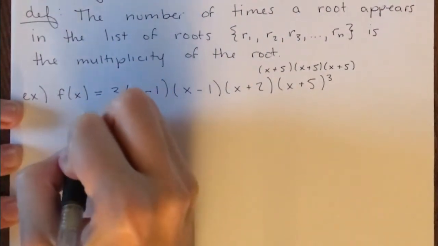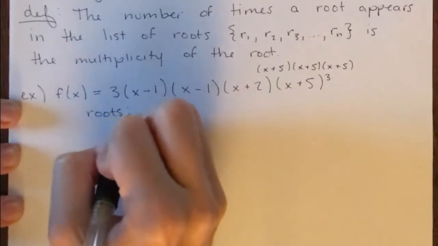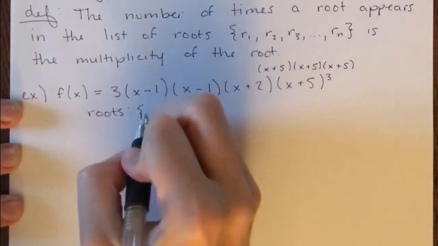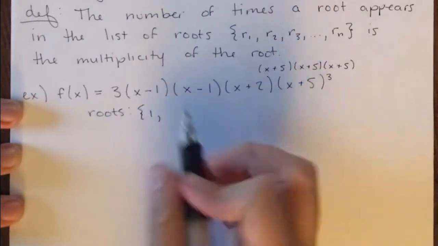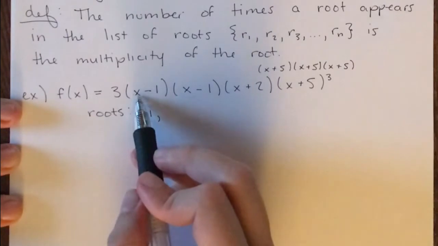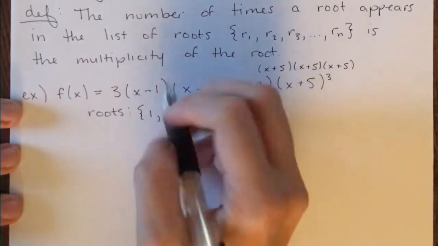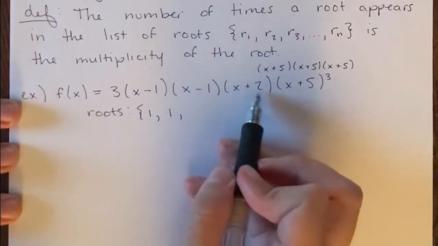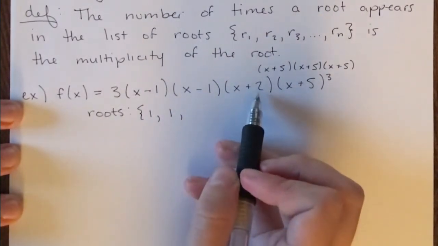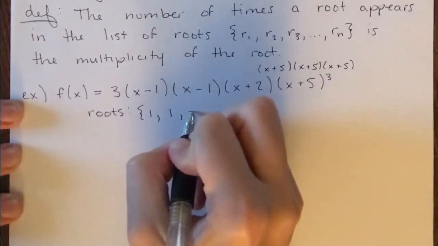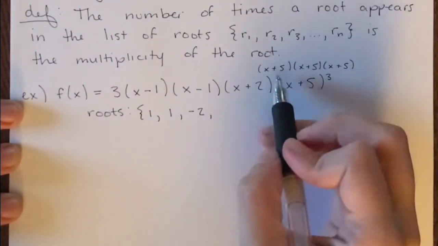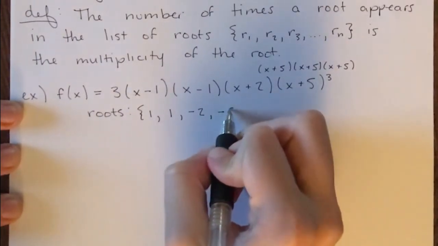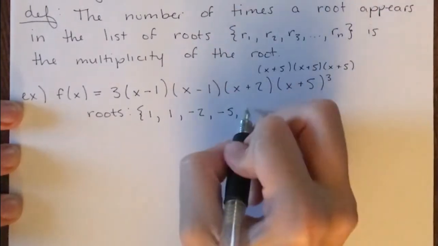So what are our roots here? Let's write out the list. This factor is going to give me a root of 1, right? Remember, we have to flip the sign because it's x minus the root. This one is also going to give me a root of 1. This one is going to give me a root of what? Negative 2. Again, we have to flip the sign. And then this one is going to give me a root of negative 5. And then there's 2 more for the other 2.